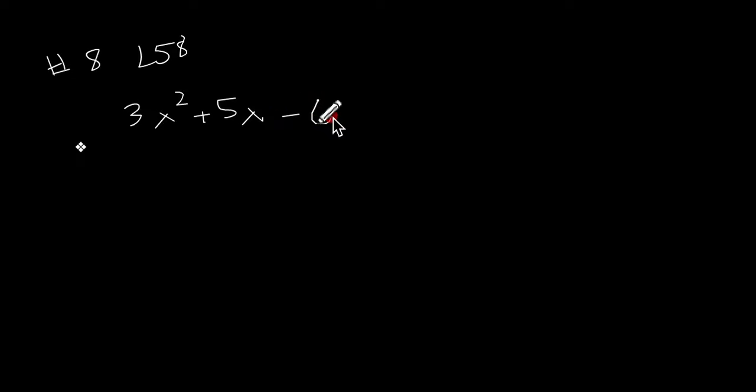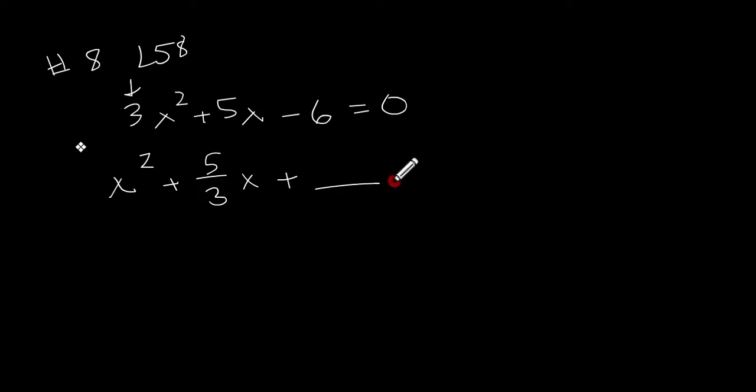Okay, we're on number 8, lesson 58. This is completing the square with a coefficient. So it's going to look like this: 3x squared plus 5x minus 6 equals 0. You can't have a coefficient in front of your x squared term, so you need to divide everything by 3. Every step that you get right on the test, you will get partial credit. If you don't divide it even by 3, probably won't get too much partial credit.